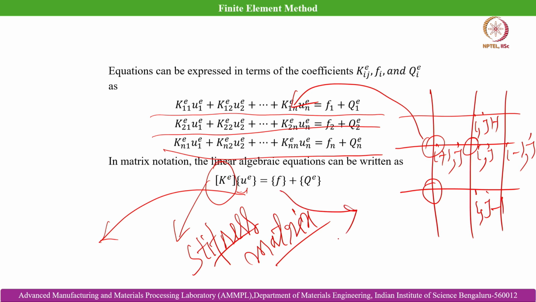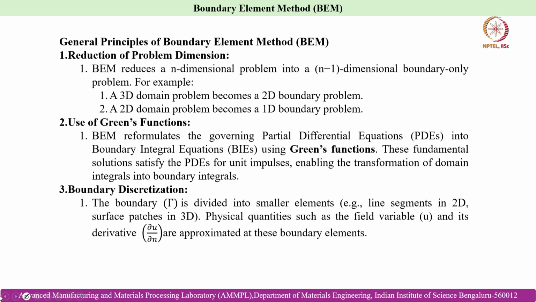F is the source vector or force vector, and Q is the secondary variable matrix. Likewise, we can arrive at the form of the finite element equation in matrix form, and solving this we can estimate the values of the primary and the secondary variables. So, after the finite element method, let us now move into the boundary element method.